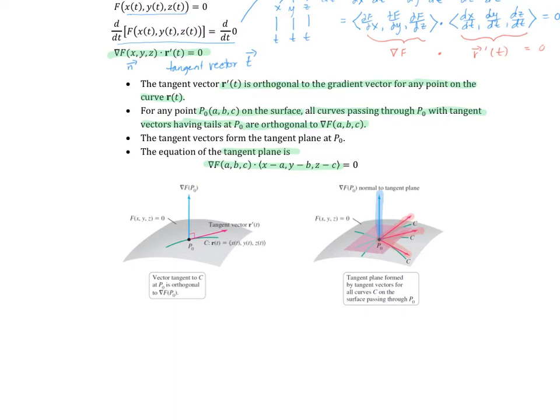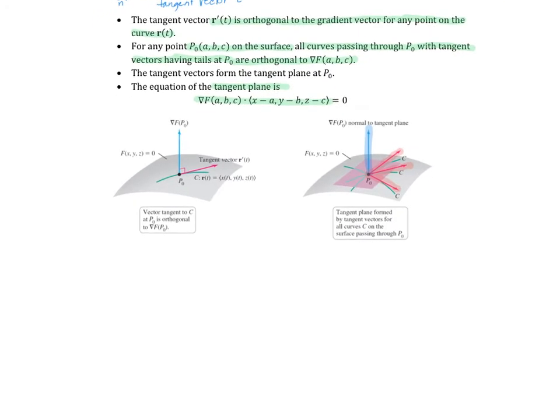So what you can imagine is you have this gradient normal vector to our surface. And if you look at all these tangent vectors that are normal to this gradient vector, and you sweep all these tangent vectors around, what you get is your whole plane.